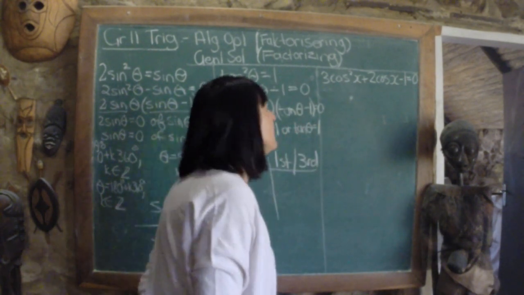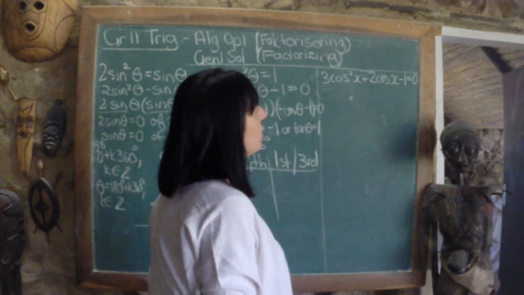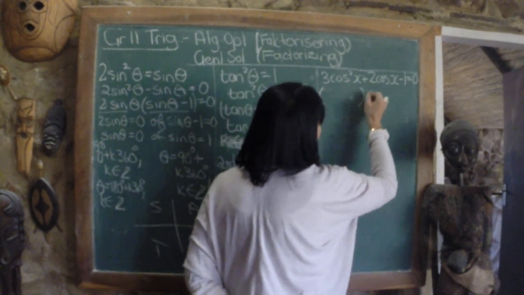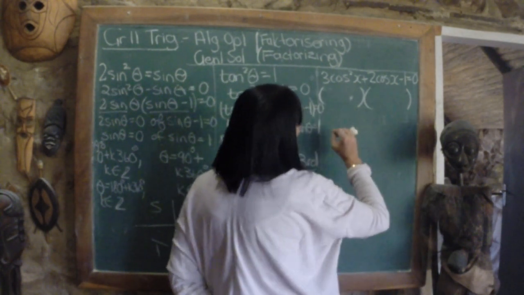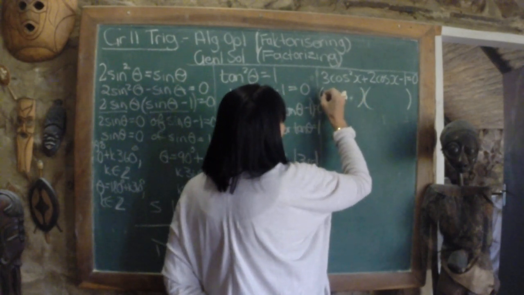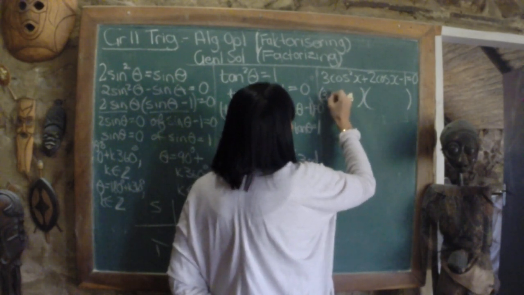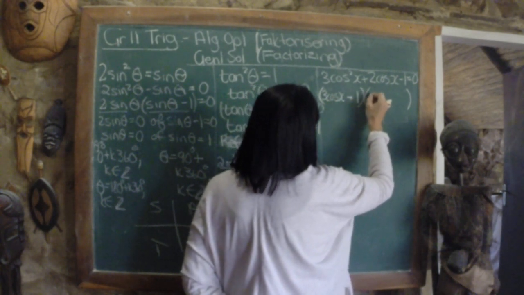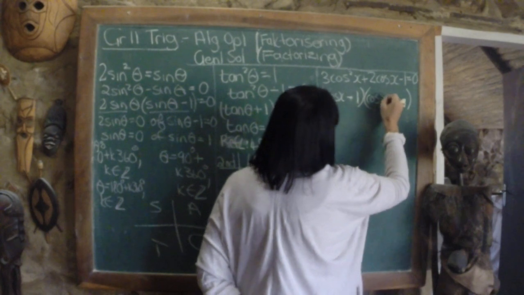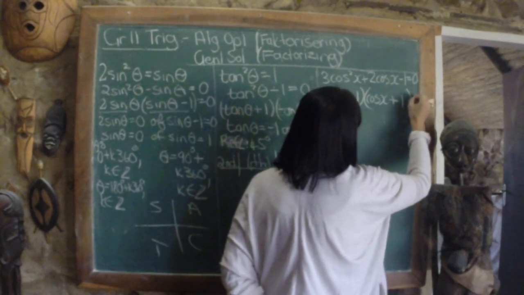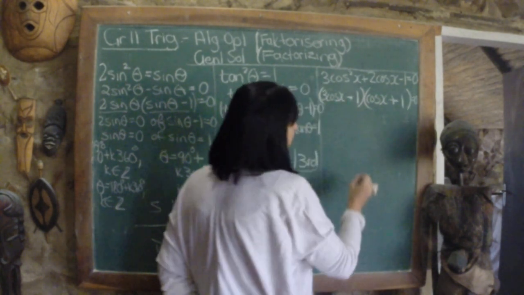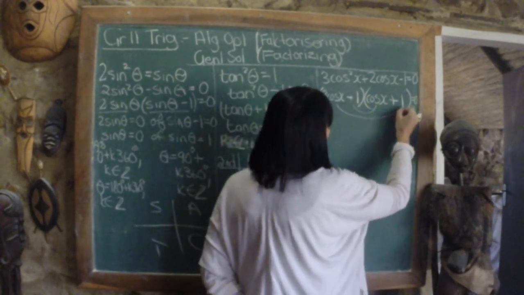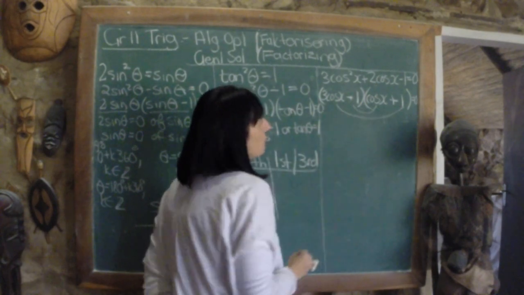It looks like 3x squared plus 2x minus 1, but with cos: 3cos squared x plus 2 cos x minus 1. So I can factorize that. Got a minus 1, so it's got to be 3 cos x minus 1 times cos x plus 1 equals 0. Let's quickly check. Minus 1 cos x, 3 cos x gives me 2 cos x.